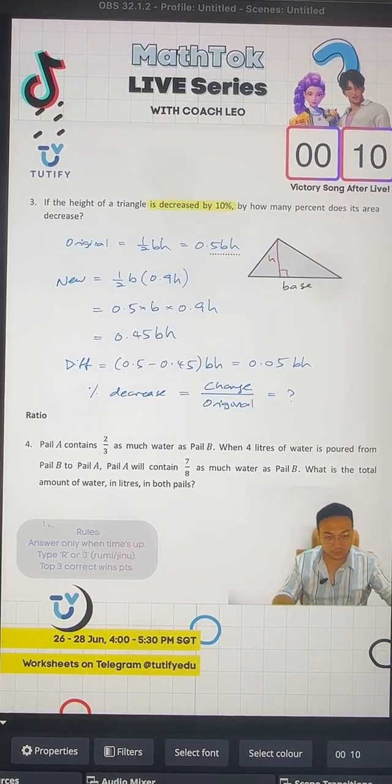Okay. So students, I hope you have finished calculating. I'm going to start the timer and you can type your answer when the timer runs out. Let's go!